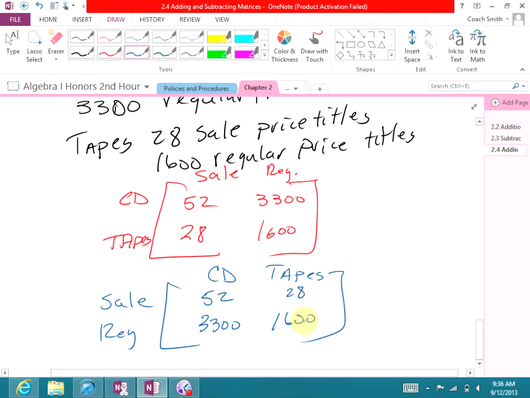What you just need to understand with your matrix is that the things that are the same, like sales, would need to be the same as regular. So, look up above number 25. Look up number 25, look right above it.